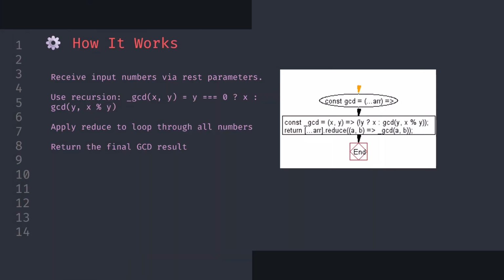The recursive function continues until the second number becomes 0. That base case ends the loop and returns the current number as the GCD. Then, we apply this function across all elements using reduce. It is efficient and works beautifully for both single pairs and full arrays.